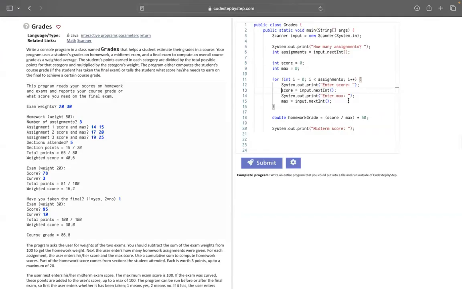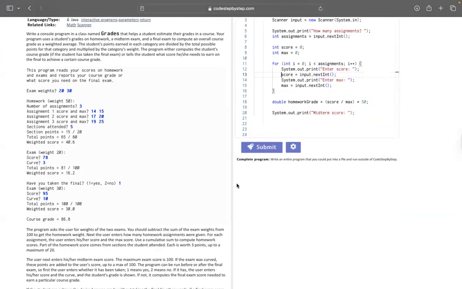And then this is the maximum amount of points that you can earn, and that's where you would also store it. So this just runs through for each assignment. And then for this one, it's the homework grade. So it's the score. Wait, I think I may have done this part wrong.